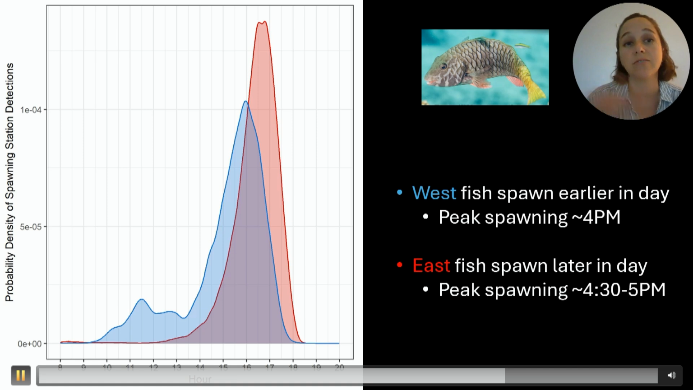And so you can see that the western fish peak earlier. They're most likely to be detected at the aggregations around 4 p.m., while the eastern fish peak between 4:30 and 5 p.m. And we're not really sure what causes this difference. It could be due to differences in oceanographic patterns between the two sites being differently optimal for spawning. There could also be differences in whatever cues the fish to migrate in the first place, or it could just be the fact that the eastern side of the bay is longer than the western side, and so the fish are just taking longer to get there.